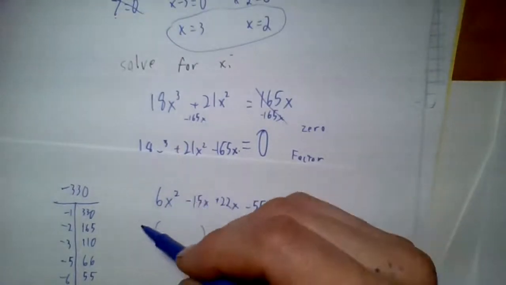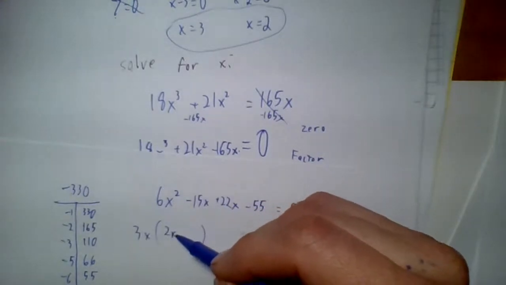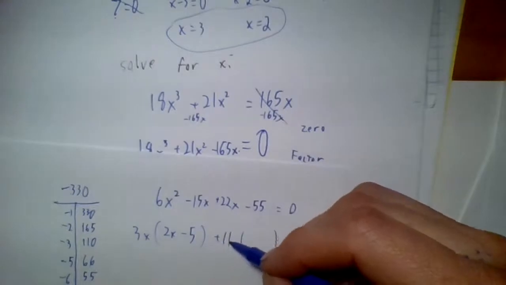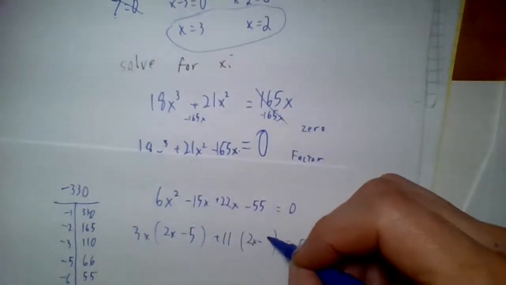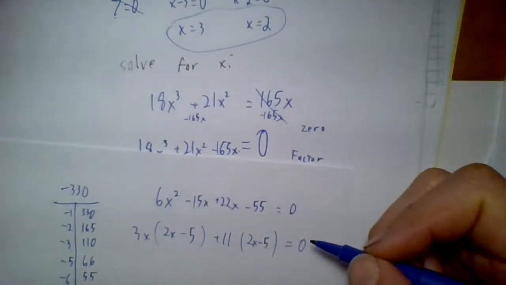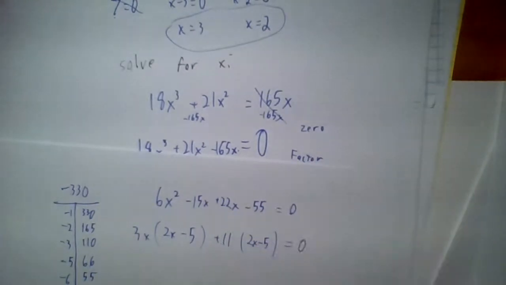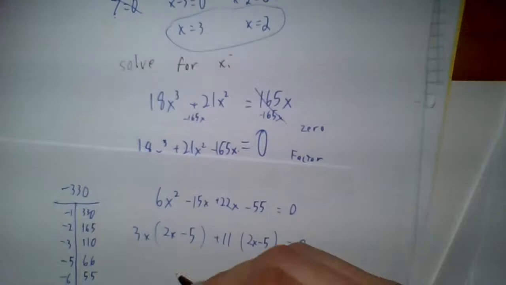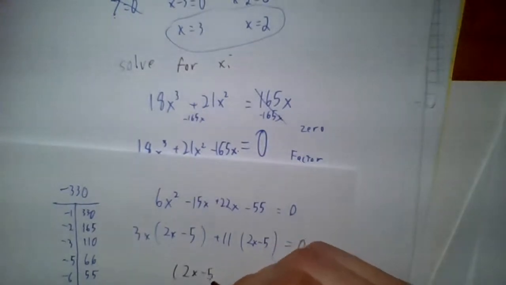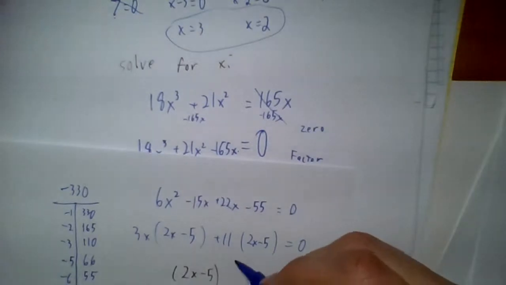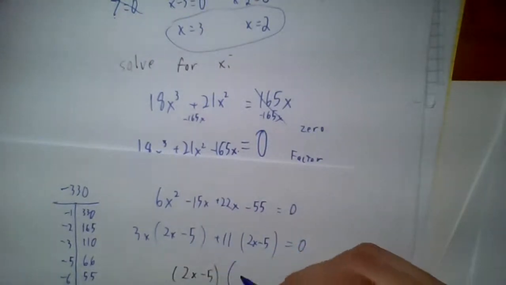Three x factors out of these two, and 11 factors out of these two. And how lucky are we that these things matched up perfectly? That 2x minus 5 is a common factor that I can take out now. And when you factor that out, you get 3x plus 11.